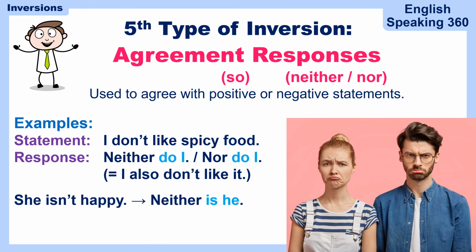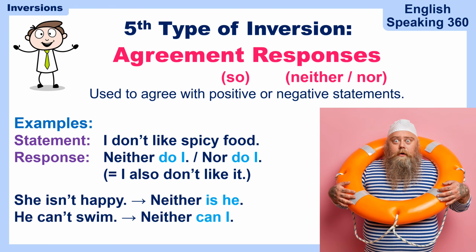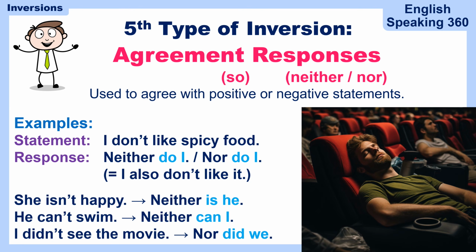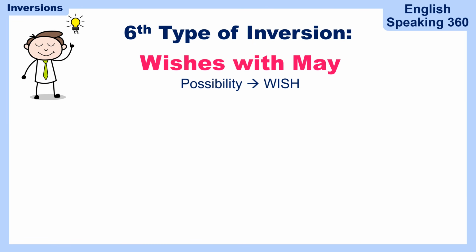She isn't happy. Neither is he. Now here be is a verb, but it's also the auxiliary, so we use the verb to be. Neither is he. Another example. He can't swim. Neither can I. I didn't see the movie. Nor did we.